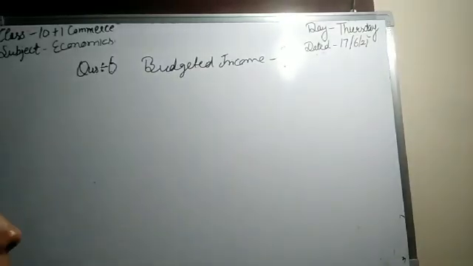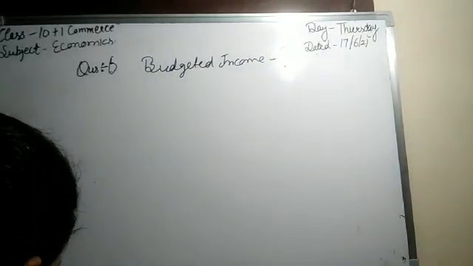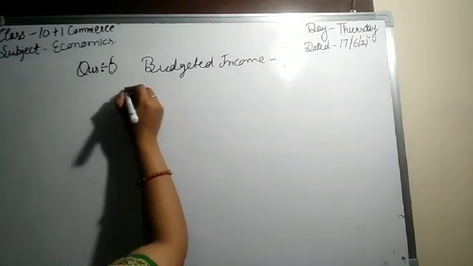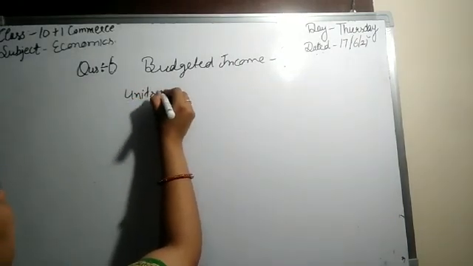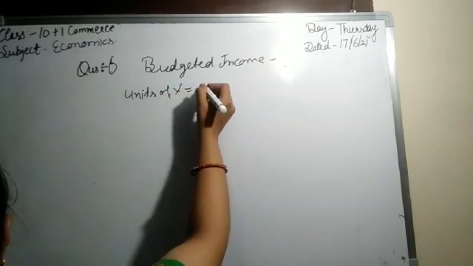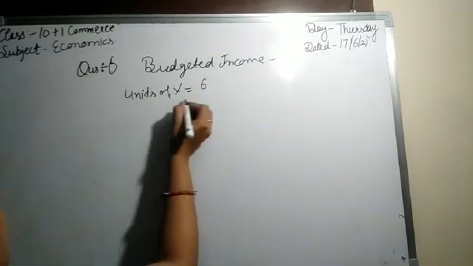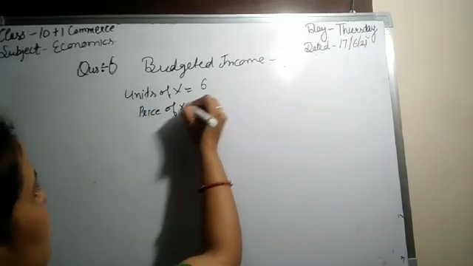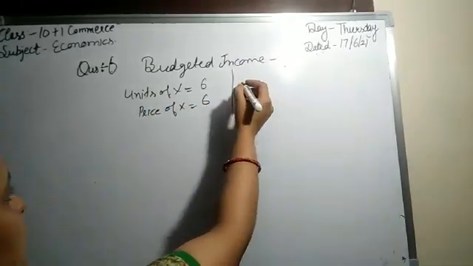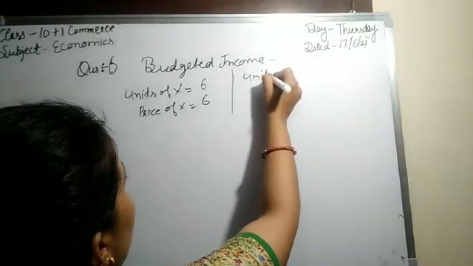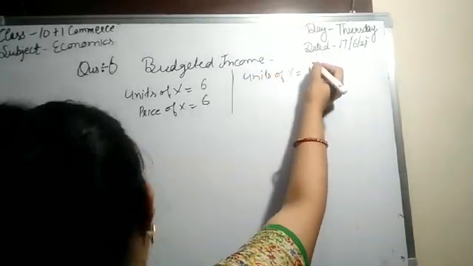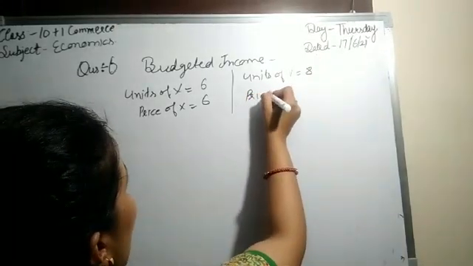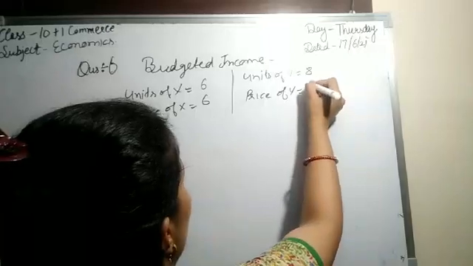Okay, so what amounts are given in this? The amounts given are: units of X is equal to 6 and price of X good is also 6. Next, units of Y good is 8 and price of Y good is also 8.